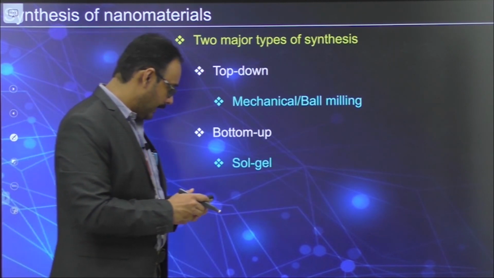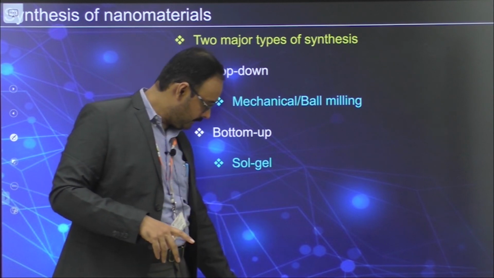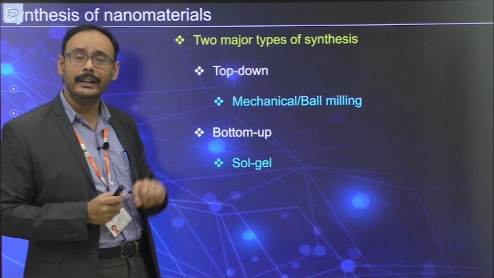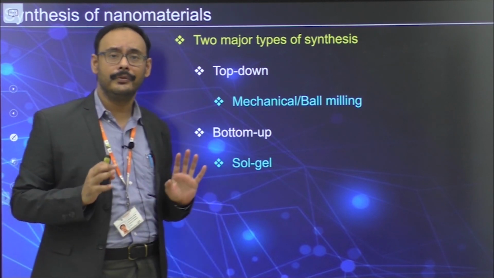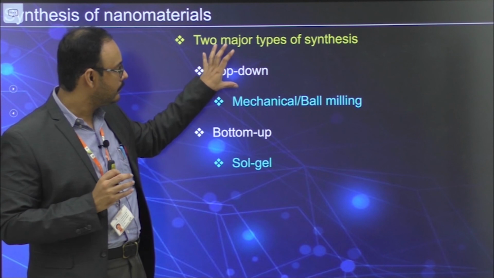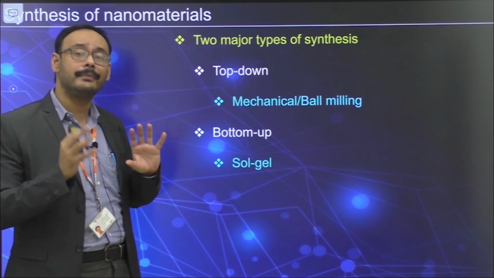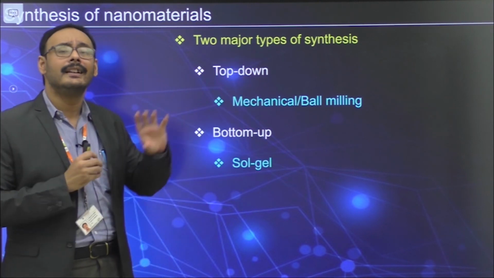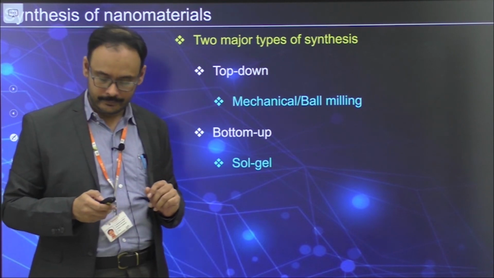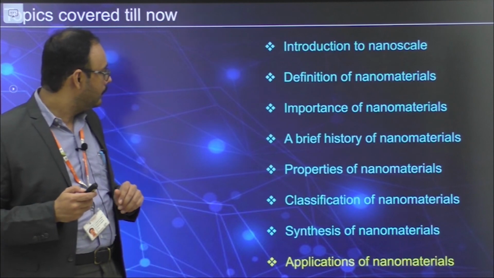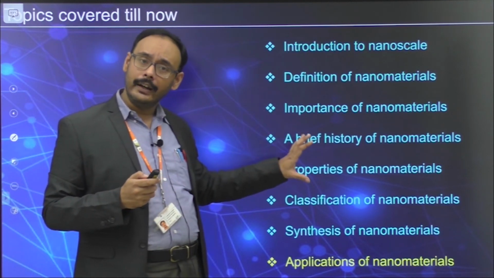So at this stage, we have discussed the ball milling process, and we have discussed the sol gel process. Hopefully you understood the approach that we have taken to discuss this kind of process. Ball milling is a top-down one, and sol gel is a bottom-up one. So with that, I am going to stop at this point.